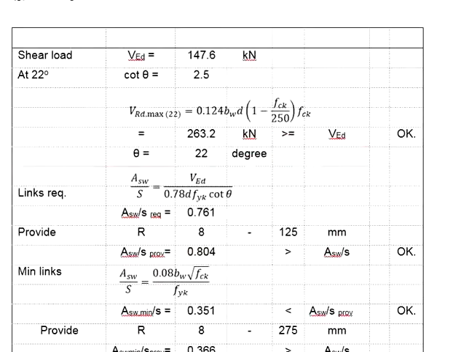Coming back to this question, you use the equation for VRD max at 22 degrees to get the shear resistance at 22 degrees, and it is found that the resistance is larger than the shear load. And you know that the angle will be less than 22 degrees. With that, we're going to use the angle equal to 22 degrees for the following calculations. Your next step now is to determine the required shear length.